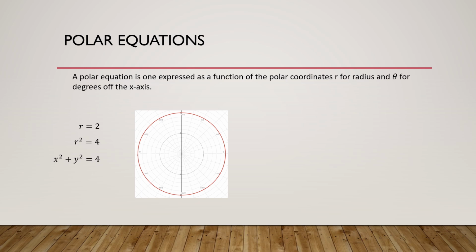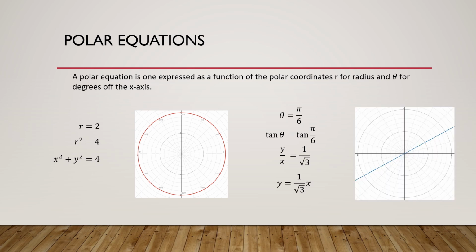A second example, theta equals pi over 6. We can take the tangent of both sides to get tangent theta equals tangent pi over 6. Tangent theta equals y over x, and tangent pi over 6 equals 1 over the square root of 3. This can then be written in slope-intercept form as y equals 1 over the square root of 3 times x. This is a straight line going through the origin with a slope equal to 1 over the square root of 3.